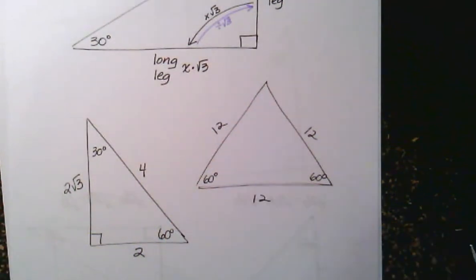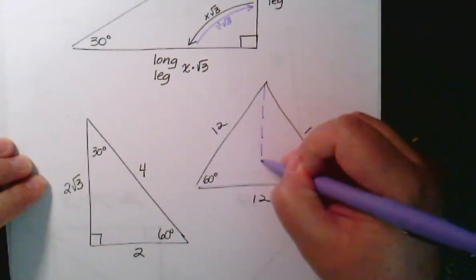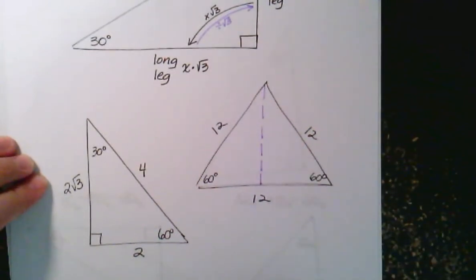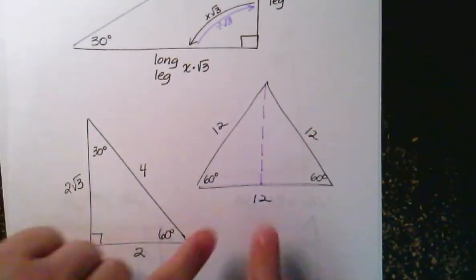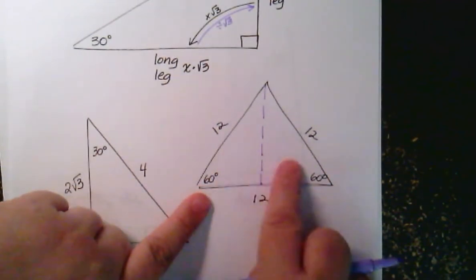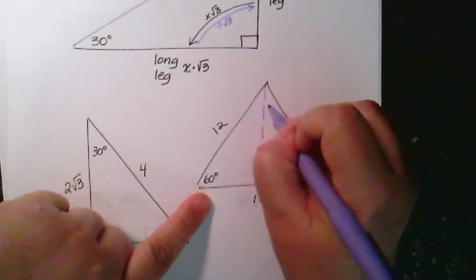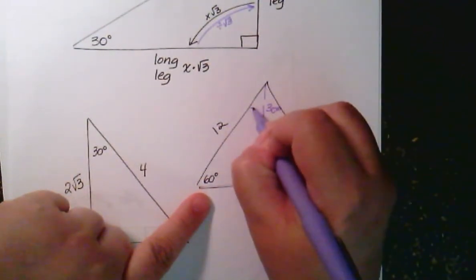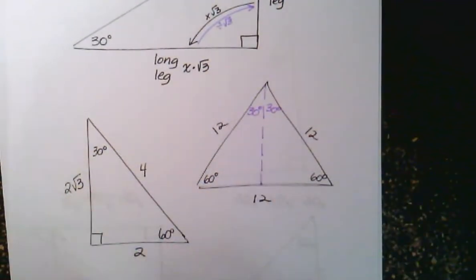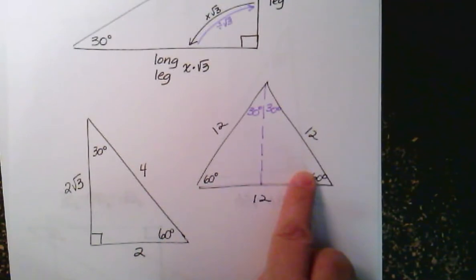I'm not going to write it up there because I want to point out that if I wanted to find the area of this equilateral triangle, I would need to know the height. If I wanted to find the height, look what has happened. I've divided my equilateral triangle into 2 congruent smaller triangles, and the 60 up here is now 30 on each side. So I have a 30, 60, 90 over here and a 30, 60, 90 over here.